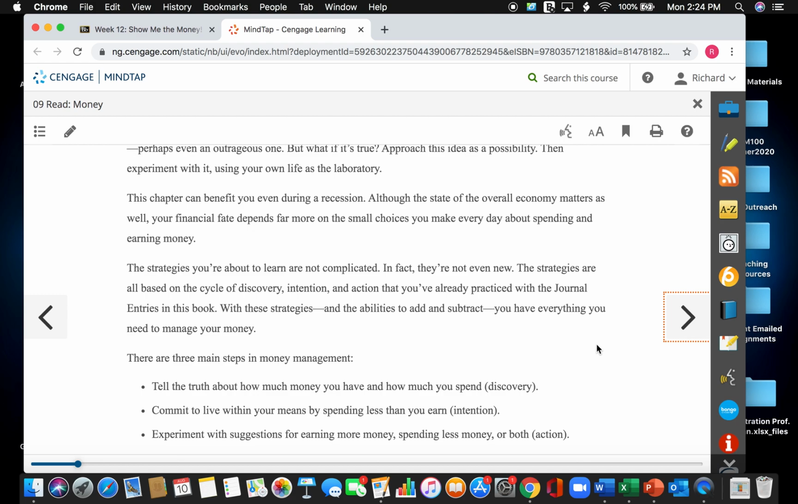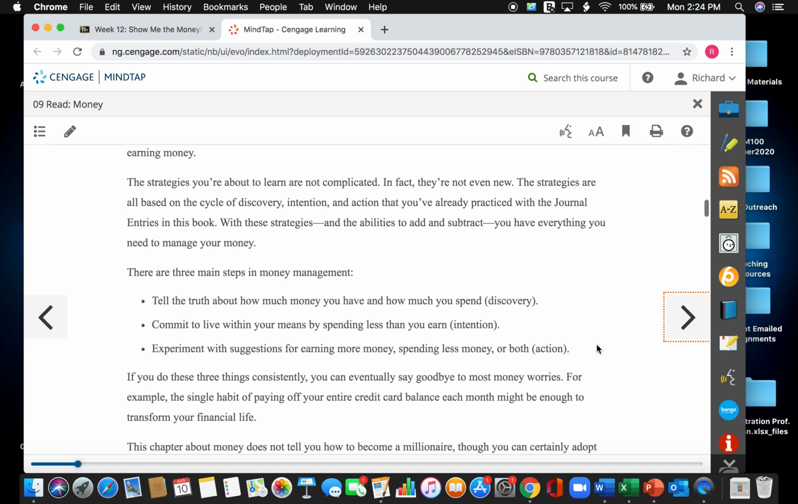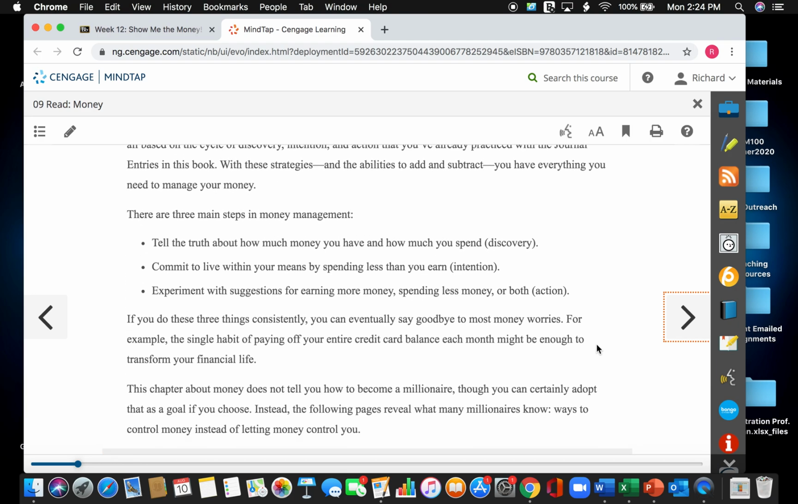With these strategies and the abilities to add and subtract, you have everything you need to manage your money. There are three main steps in money management. Tell the truth about how much money you have and how much you spend, which is discovery. Commit to live within your means by spending less than you earn, intention. And experiment with suggestions for earning more money, spending less money, or both, which is action. If you do these three things consistently, you can eventually say goodbye to most money worries.